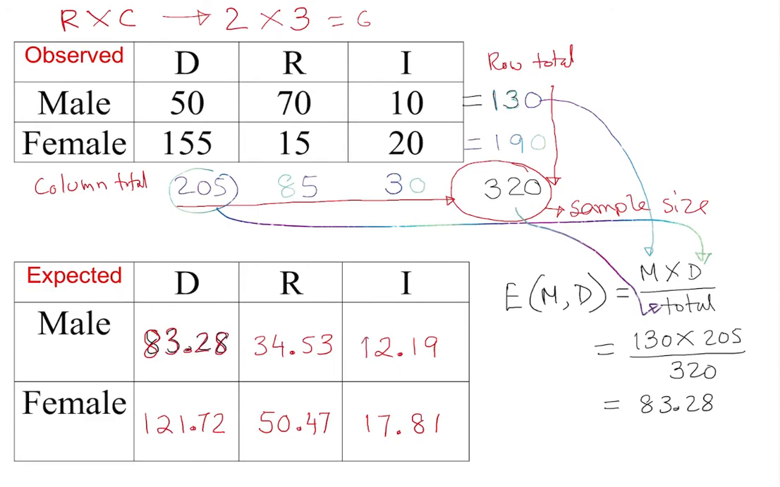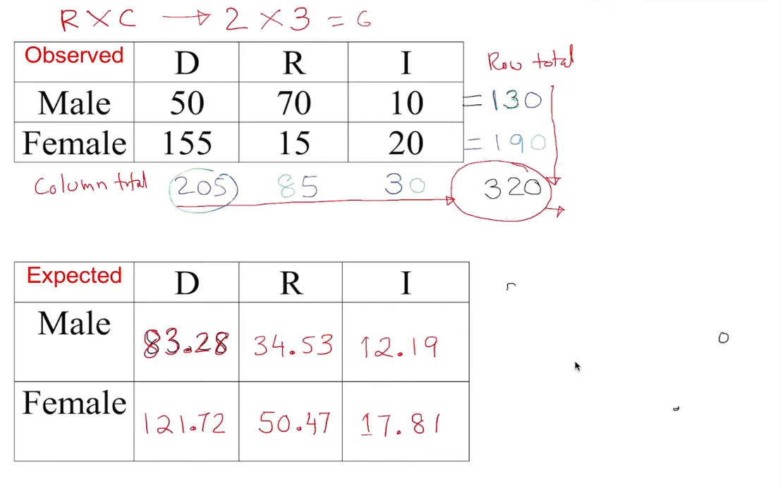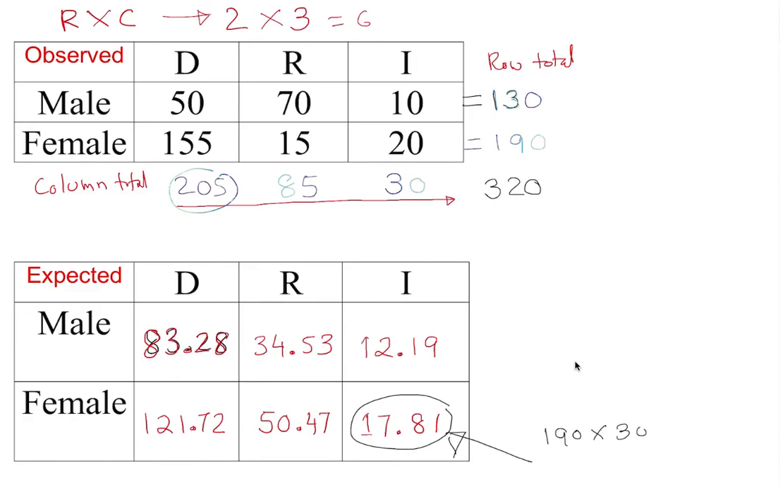So this is called expected frequency, expected value. This is the observed value, this is the expected value. I'm going to erase this here completely. If you are not sure how we get this one, that's how: we take the female total, 190, times the independent total, 30, divided by the 320 grand total. That gives that number up there. So I'm erasing it again.